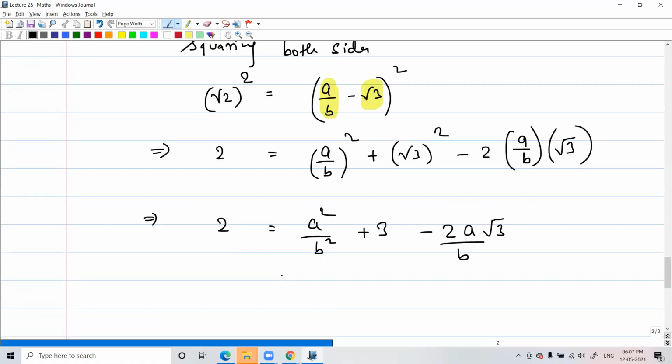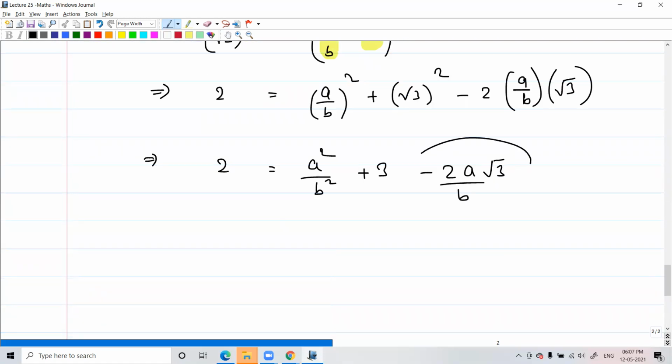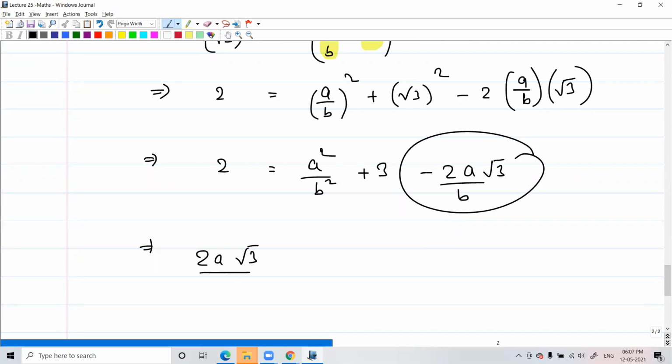Okay, now what I want to do is move this negative part to this side and 2 to this side. So 3 minus 2 will become 1. Can I do that? I'm going to transpose this whole thing to the left side. So minus will become plus. It will become plus 2a root 3 by b, and this will be a square by b square plus 1. Is that right? Yes, sir.